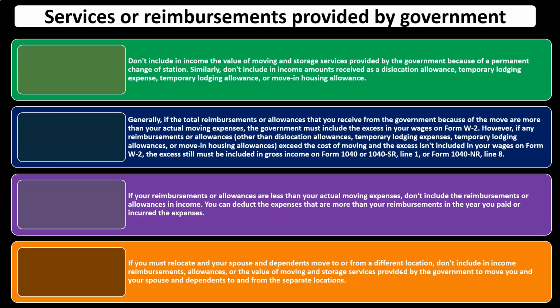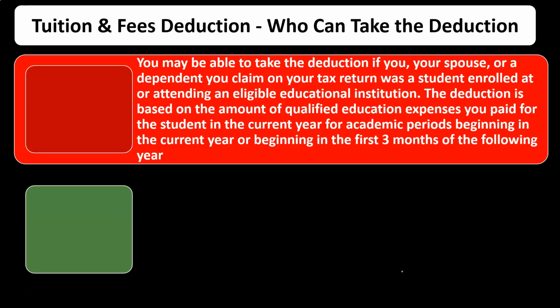If you must relocate and your spouse and dependents move to or from a different location, don't include in income reimbursements, allowances, or the value of moving and storage services provided by the government to move you and your spouse and dependents to and from these separate locations.